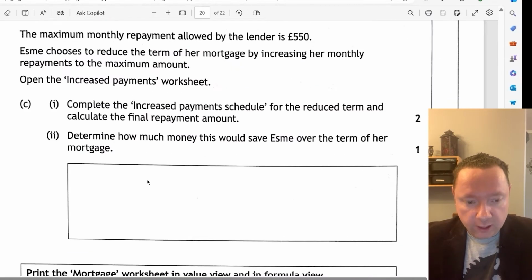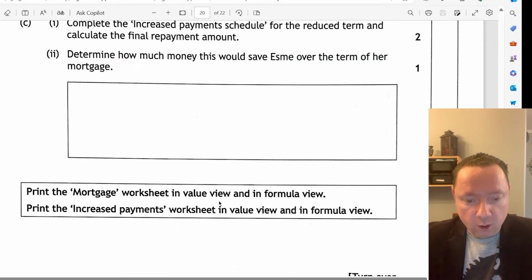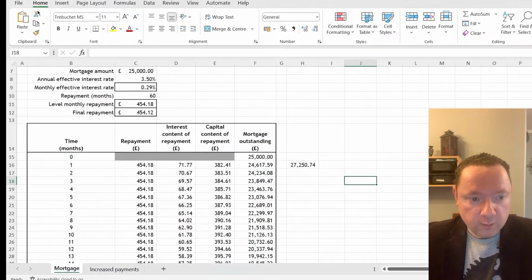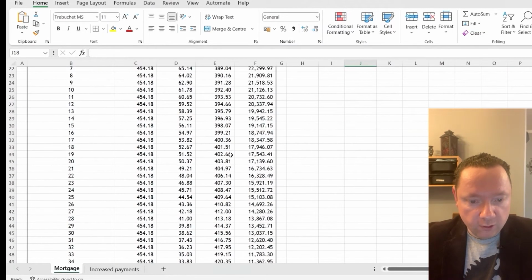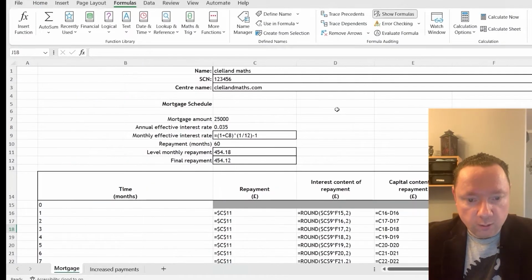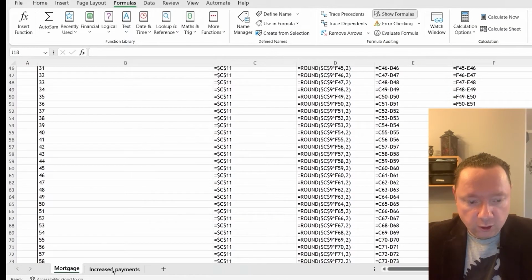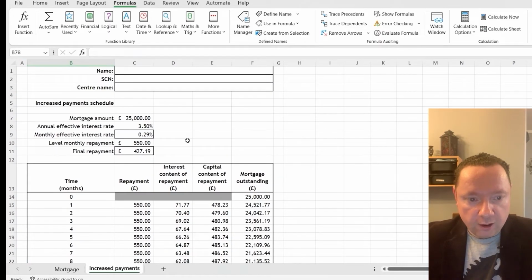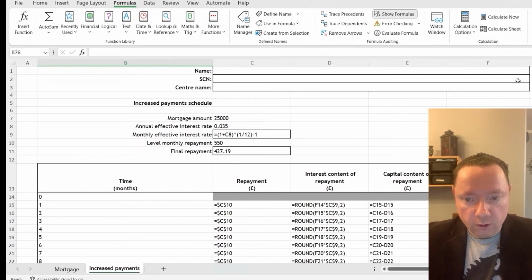And then the last bit of the question: print the mortgage worksheet in value and formula view. I hope you know how to do this by now. There's your value view, and you just go to formulas and show formulas and then print it in formula view. You just do that for both of them. Value view, formula view, and we're done there.